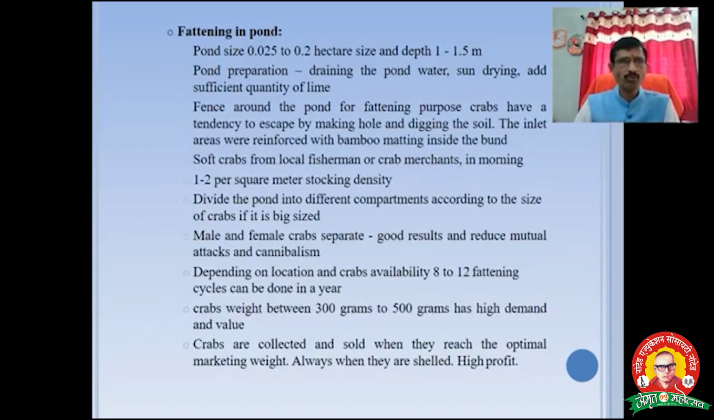Then about fattening in the pond, of the size 0.025 to 0.2 hectare. Then 1 to 2 per square meter stocking density. Divide the pond into different compartments according to the size of crab. If it is big size, keep male and female crabs separate, for good results and to reduce mutual attacking and cannibalism. Depending upon the location and crab availability, 8 to 12 fattening cycles can be done in 1 year.